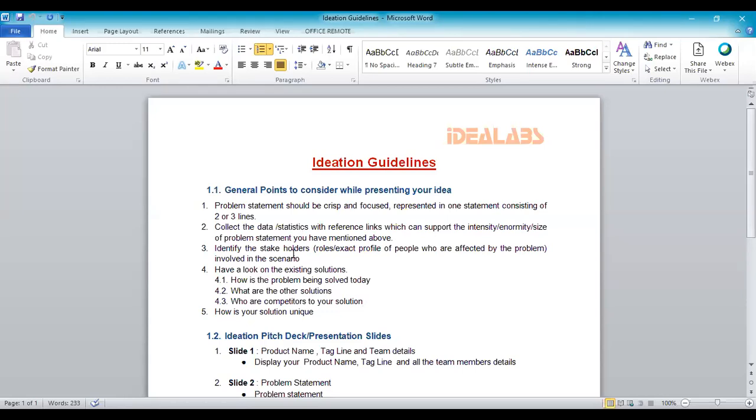Third, we said identifying the stakeholders: who are the stakeholders who are involved, who get affected by that particular problem or solution. Then we are talking about the fourth point here, which is about the existing solutions. For every problem, there is some sort of solution. It may be an automated solution. It may be an IoT solution. It may be a non-IoT solution. It may be some kind of manual intervention. So you have to try and identify all the possible existing solutions, all the possible ways in which the problem is being solved today, right?